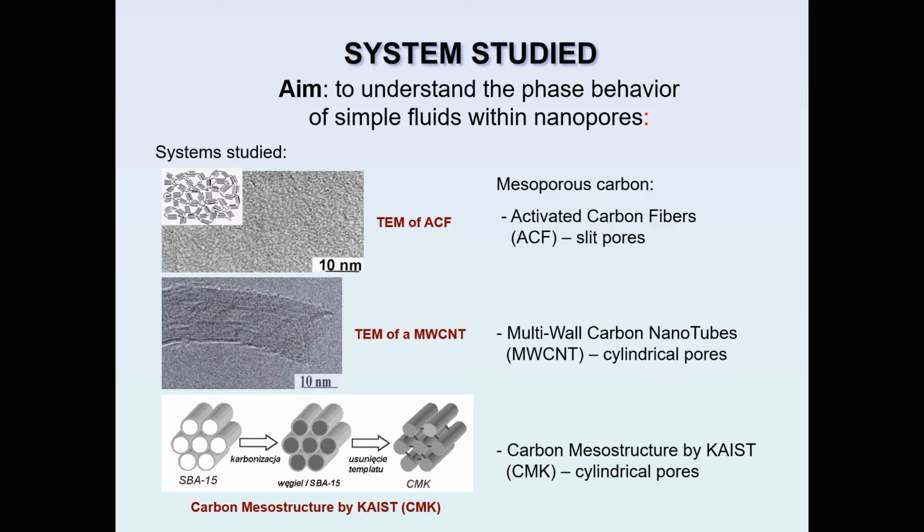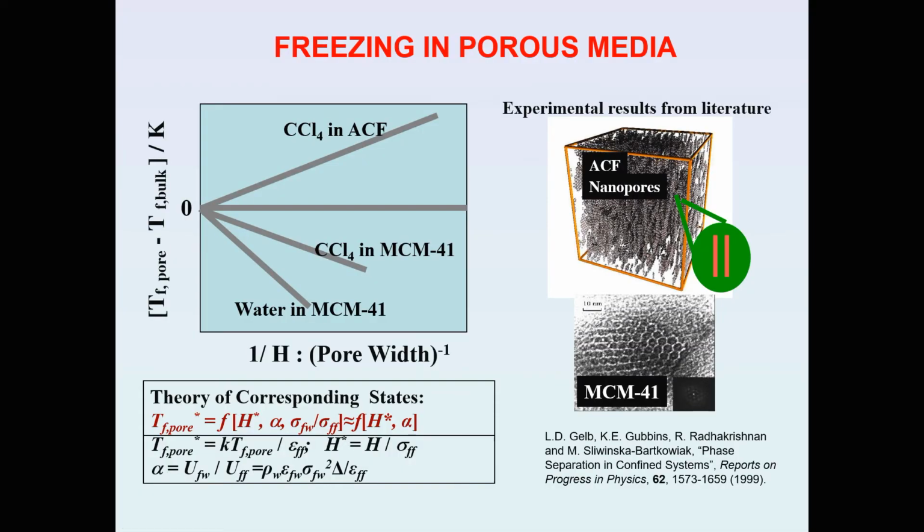Our aim was to understand the phase behavior of simple fluids within nanopores like activated carbon fiber, which forms slit pores, multi-wall carbon nanotubes, which form cylindrical pores, and carbon mesostructures, which also have cylindrical form. They are the carbon reverse replica of the ordered SBA15 porous materials. We are working with the problem of the melting phase transition of substances in porous matrices.